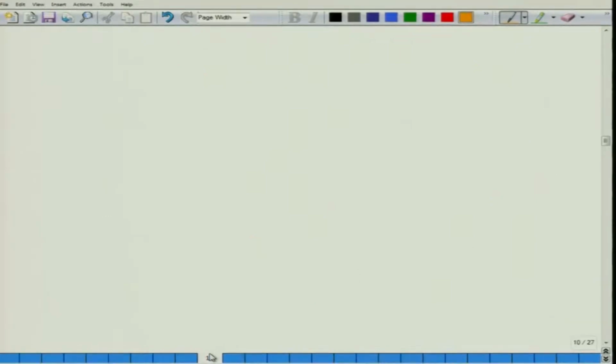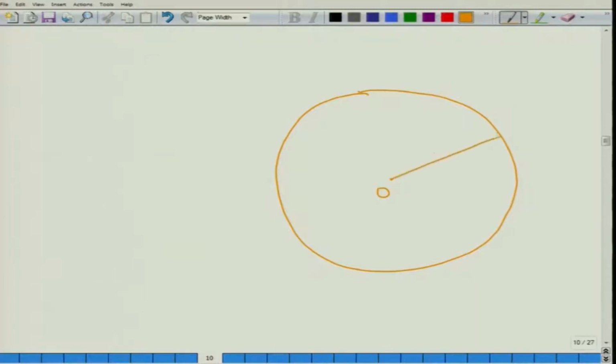Let us consider the next figure. It is a circle. Let us draw a circle. So, a circle is a plane figure. It has a center that we represent as O and all the points on the circle are at the same distance r from the center. So, this is r, this is also r.